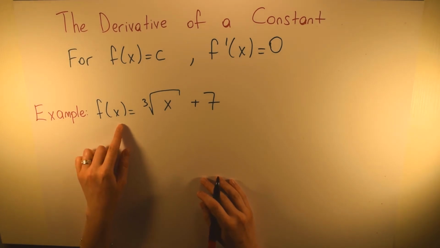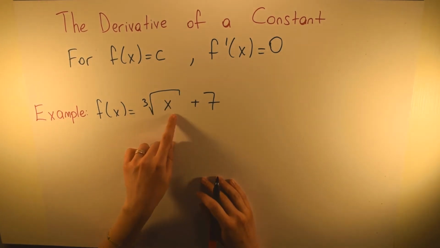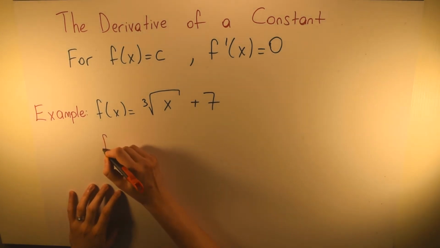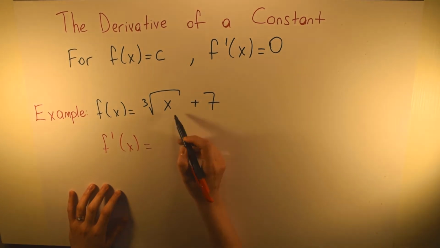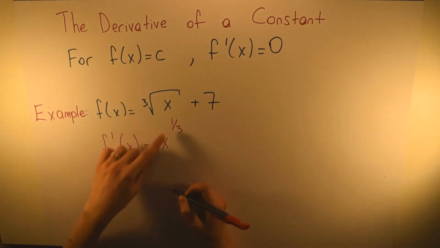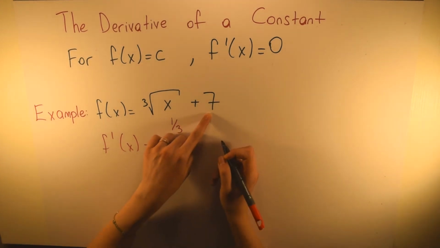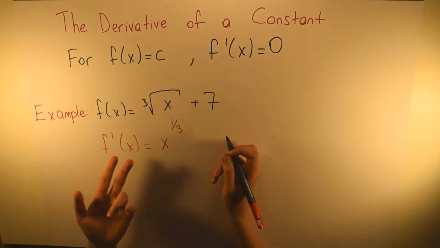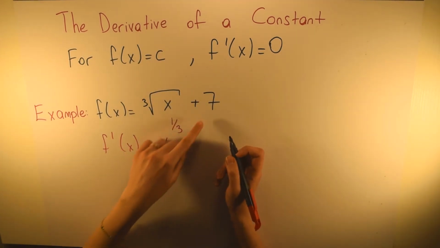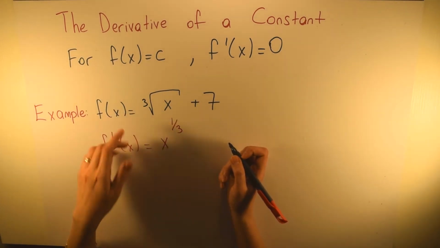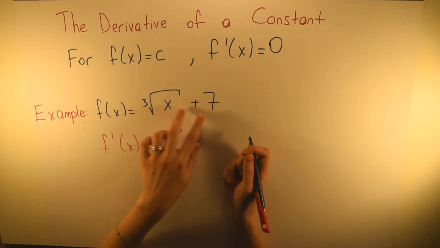Here we have f of x is equal to third root of x plus 7. So when we take its derivative, instead of third root of x, I can actually write this as x to the power of 1 over 3, right? It's the same thing. So plus 7, we don't write this. Why? Because I just learned that the derivative of a constant is equal to 0. So since 7 is a constant, I know that its derivative is equal to 0, so I don't need to write this here. So we do this kind of questions part by part. I first did this part and then the second part.